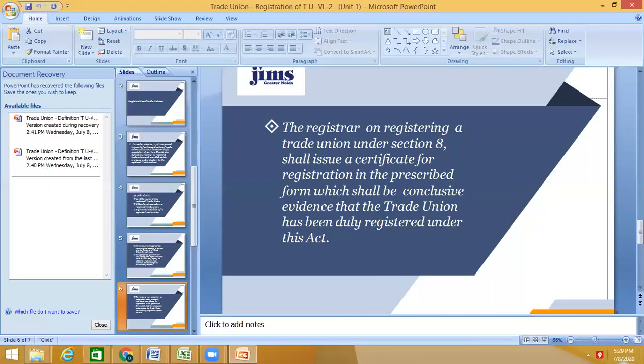And in the next lecture, we will talk about the mode of registration, and while you are applying for the registration of a trade union, what are those contents which we have to comply with, or what would be the content of the application while you are applying for the registration of a trade union. So in our next lecture, we will discuss this.